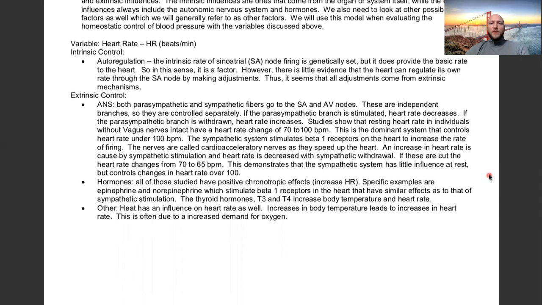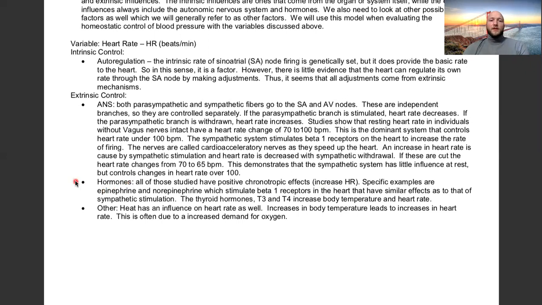Let's look at the extrinsic controls. So we've got the autonomic nervous system. Both parasympathetic and sympathetic fibers go to the sinoatrial node, the SA node, and the AV node. These are independent branches so that they are controlled separately. Because of tonic control, what's tonic control? There's always some level of stimulation. So under normal circumstances, there's always some frequency of parasympathetic signals going to the SA node, and there's always some frequency of sympathetic signals going to the SA node. When the parasympathetic frequency increases, heart rate decreases. It's inversely proportional. When sympathetic stimulation increases, heart rate increases. It's directly proportional.